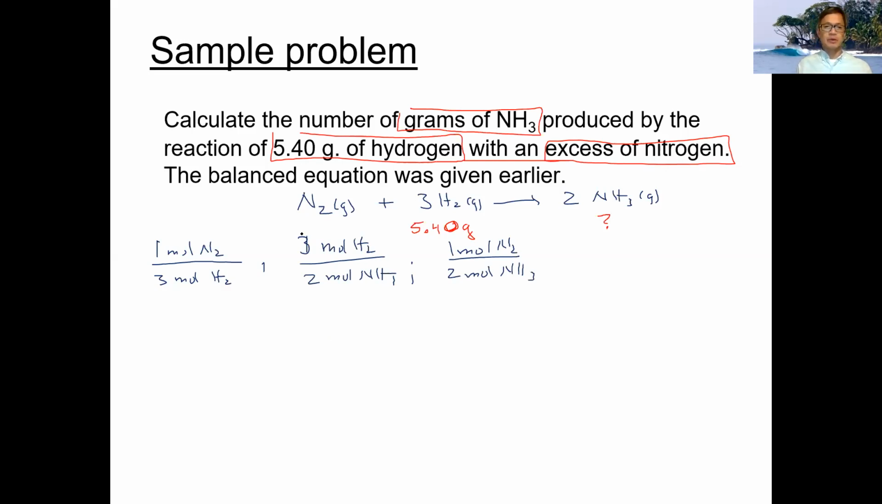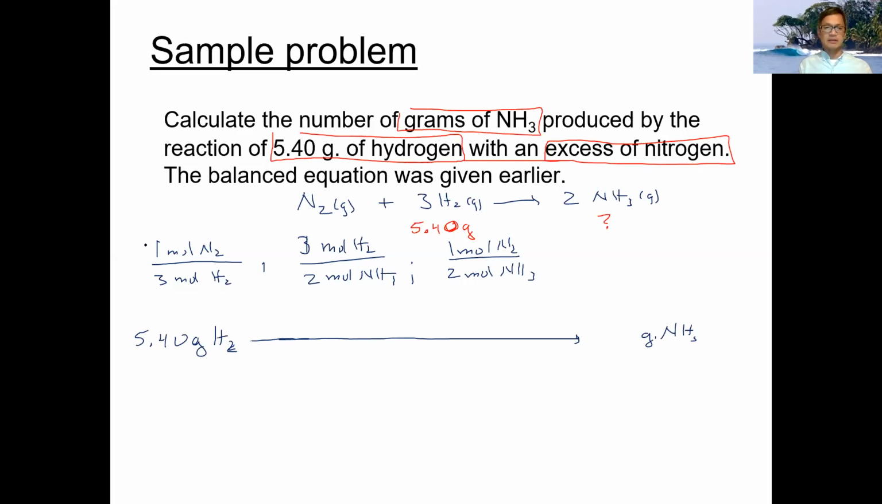Let's write down the problem. We are starting out with 5.40 grams of hydrogen. We were told that we have this amount of hydrogen to start out with, and if we have more than enough nitrogen to get this reaction done, they're asking how many grams of ammonia we will produce. So that's the final answer. Let's look at what we have right now with our conversion factors. With these 3 here, do we have what we need to solve this problem? Well, no. Here we start out with grams, and there are no gram units here at all. So we need to introduce that somehow.